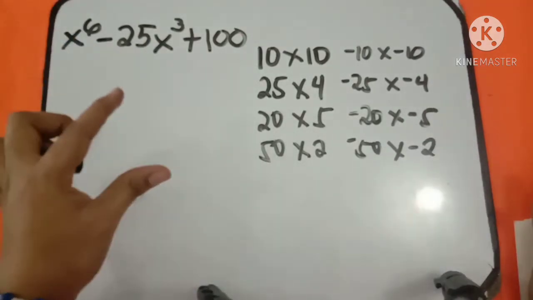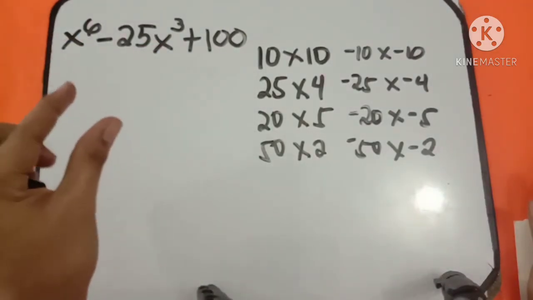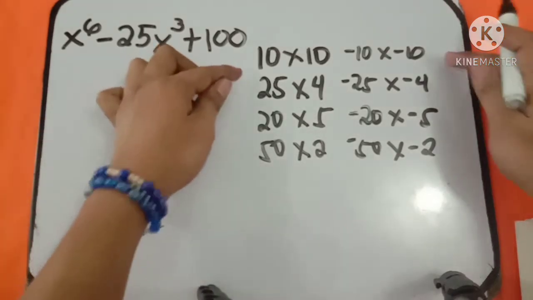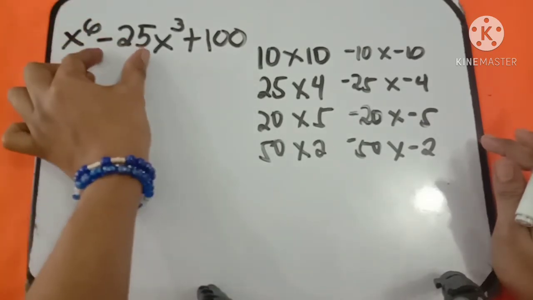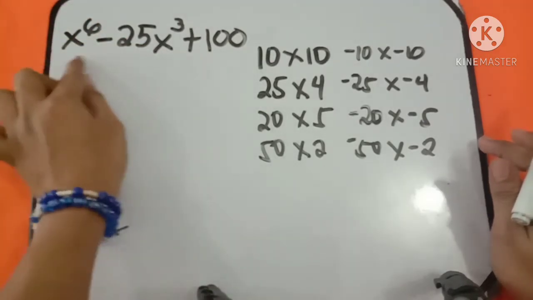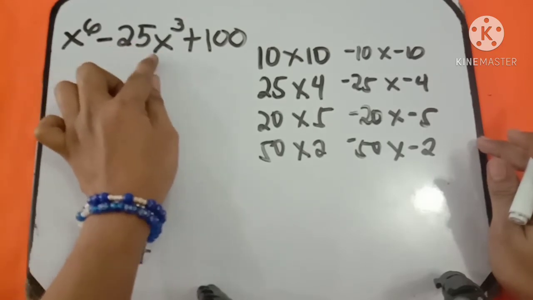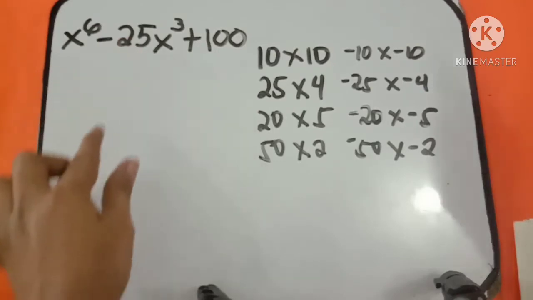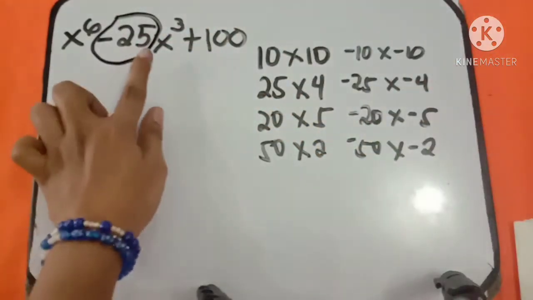After getting all the factors of the constant, the next thing we must do is find the sum of these factors, which is equal to the coefficient of the middle term. From this given, our middle term is negative 25x cubed. But we only focus on the coefficient, only the number. Do not include the variable.